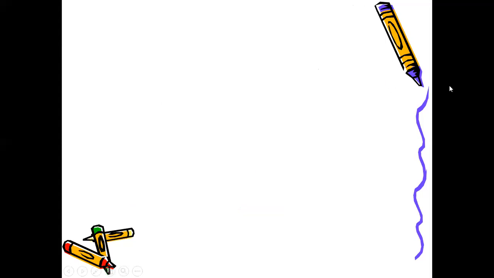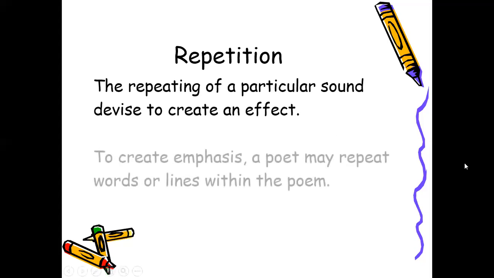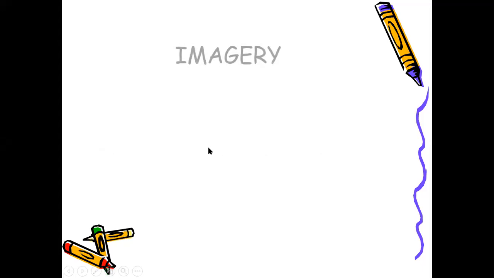Repetition. Mr. Waleed, didn't we study alliteration? Why do we repeat it again? No, repetition is different from alliteration. Alliteration is when you repeat the same first consonant in the word. But repetition is different. How? Repetition is repeating a particular sound device to create an effect. You repeat the sound device, not the sound of the letter. To create emphasis, a poet may repeat words or lines within the poem. So you repeat a word or you repeat a line. You don't just repeat sounds.